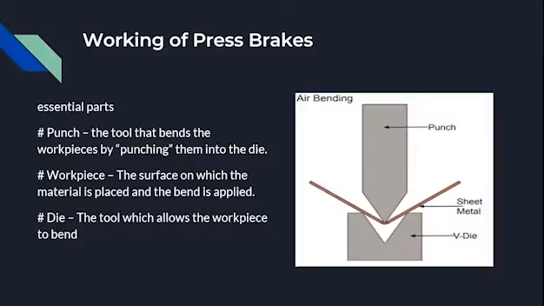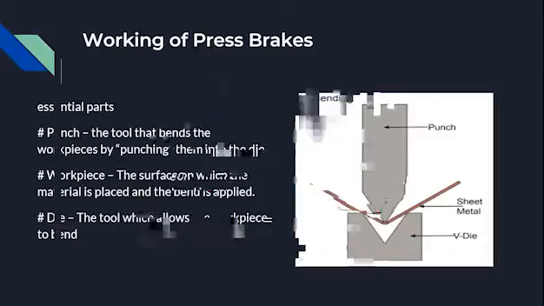The essential parts of a press brake: punch, workpiece, and die are the most essential parts in a press brake. Punch is the tool that bends the workpiece by punching it into the die. Workpiece is the material placed on the surface where the bending is applied. Die is the tool which allows the workpiece to bend.